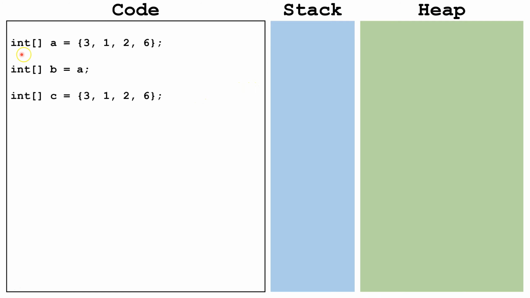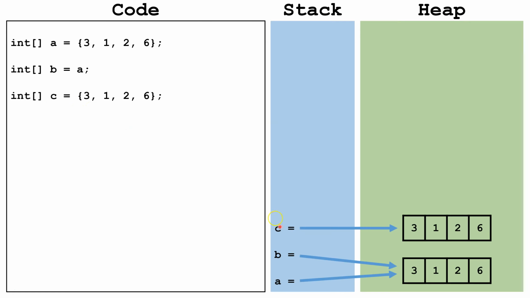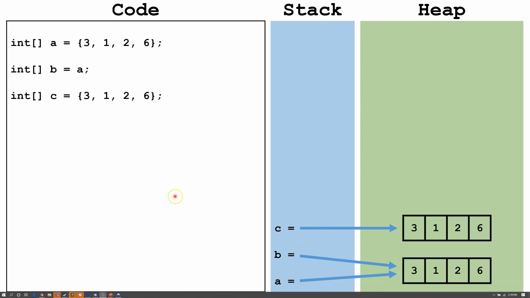So here we're declaring a reference variable of array type A and having it point at a new array object. Then we're declaring the variable B and we're copying the pointer from A. Then we're declaring the variable C and having it point at a new object in memory. We'll take a look at it here. So A and B are pointing at the exact same object. C is pointing at an identical object in a different memory location.